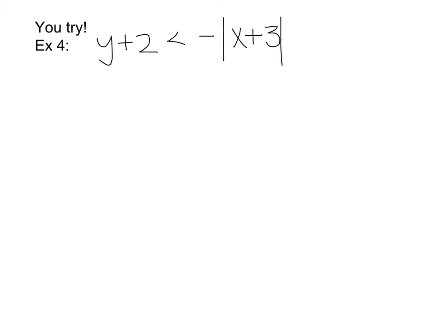In example 4, it's a you try problem, so everybody press pause, and I want you to draw the graph for y plus 2 is less than negative times the absolute value of x plus 3. Again, I hope you realize that your equation was not written in its general form, so let's make it. So we're going to subtract 2 from both sides.